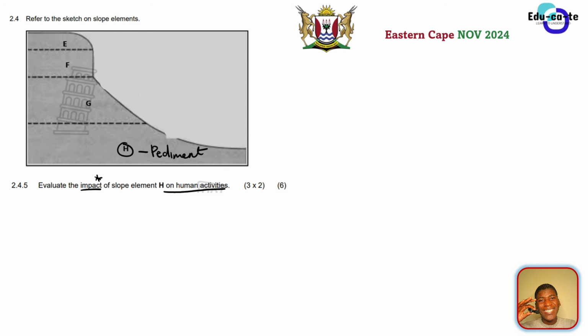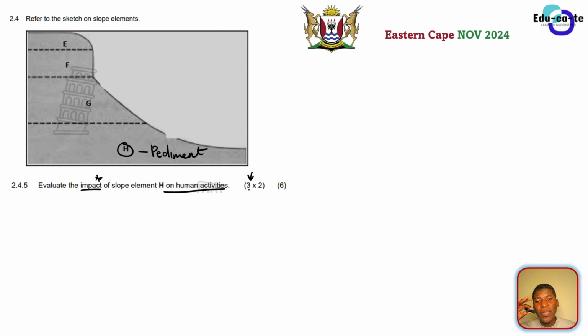Remember, the pediment, we said that it is the most user-friendly. It is a very good slope element, especially for us to do commercial activities. Why do we say that? Remember, this is a 3x2 question, so you are mentioning 3 points for 2 marks each. Any 3 points that make the pediment a good place for us humans, or that give good or negative impacts on us humans.